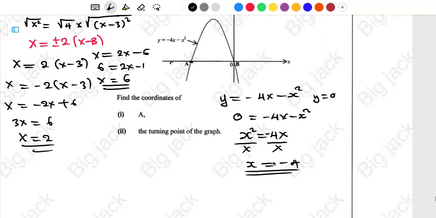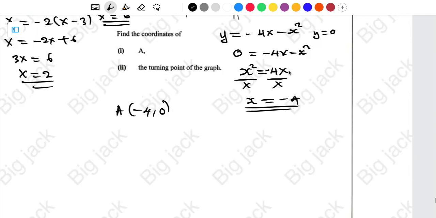But in terms of the coordinates, since we know to say that at this point y is equal to 0, meaning to say a is going to be negative 4, 0. But if you find the value of x to be positive, meaning your answer is going to be wrong, because this is the negative side of x and this is the positive side of x.